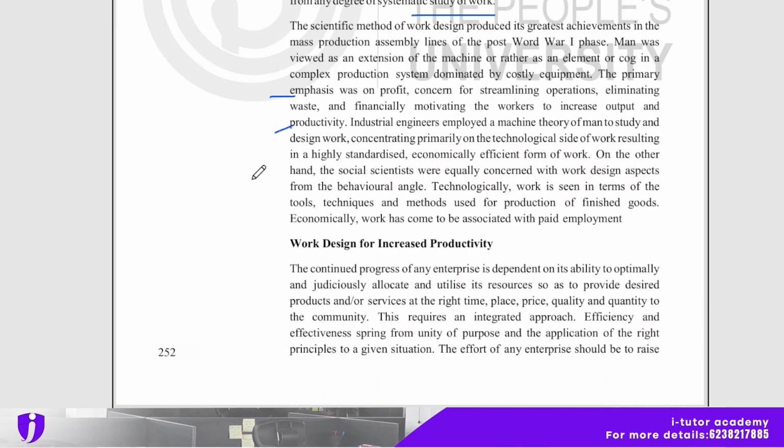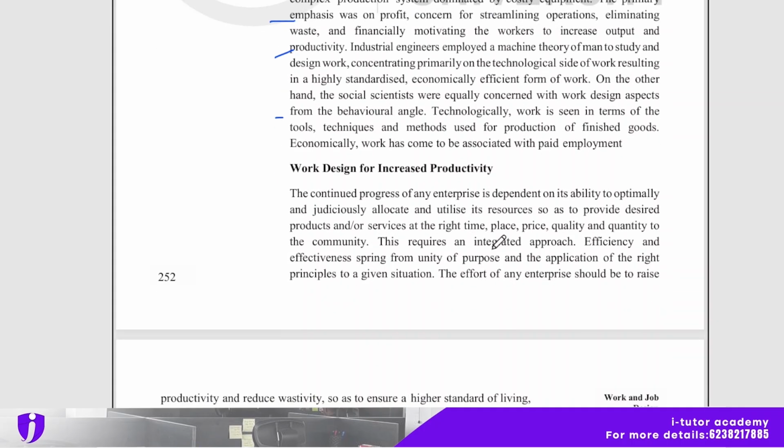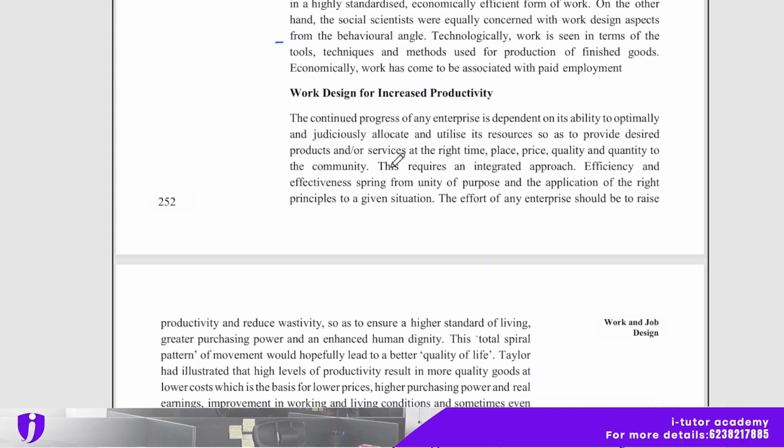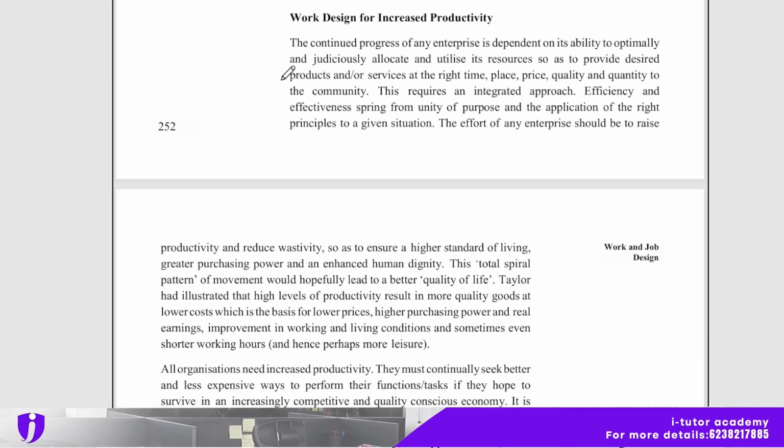On the other hand, the social scientists were equally concerned with the work design aspect from the behavioral angle. And technologically, work is seen in terms of the tools, techniques, and methods used for producing finished goods. Economically, work has come to be associated with paid employment. And work designed for increased productivity.